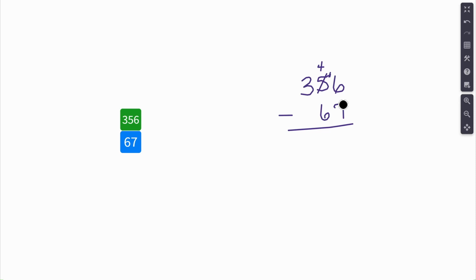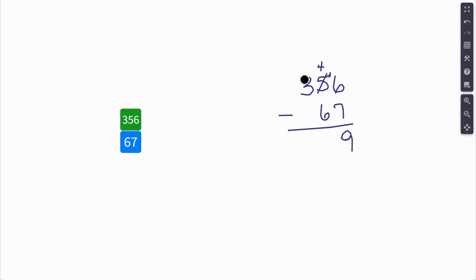So we're going to use the term regrouping. We're regrouping one of these 10s into 10 ones. We are changing one of these 10s into 10 ones. We're regrouping these 5 10s into 4 10s and 10 ones. And then we proceed with the subtraction. 16 minus 7 is 9.